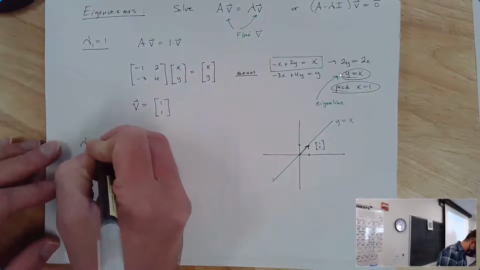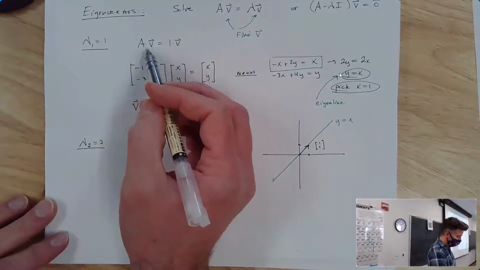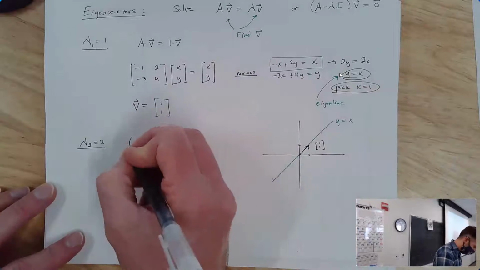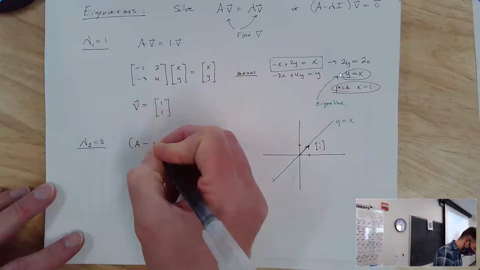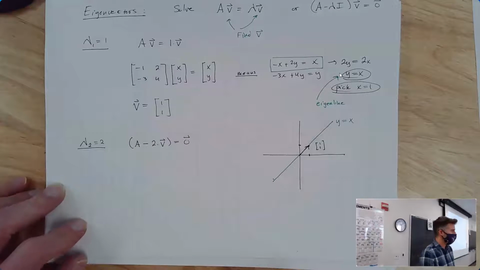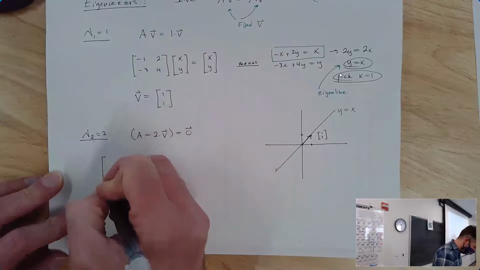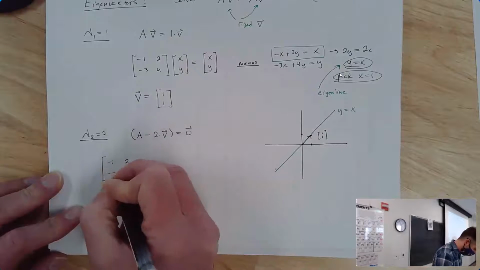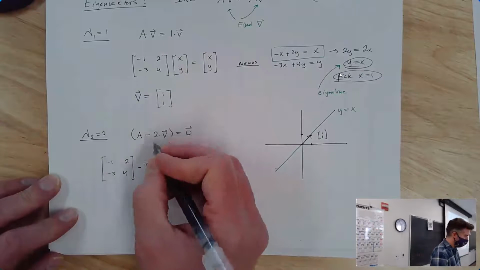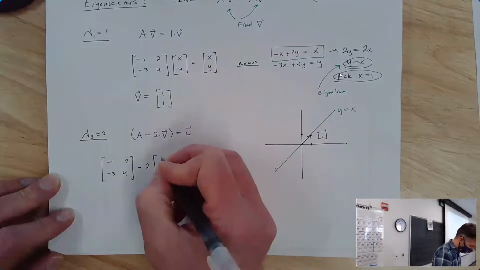For the second eigenvector, I'm going to find the eigenvector the other way, meaning instead of solving A times v equals 2 times v, I'm going to solve A minus 2 times v equals the 0 vector. Which again, I'm going to write as matrices. So A is still the same matrix. It's -1, 2, -3, 4. And I'm subtracting 2 times the unknown vector v. We don't know what v is.